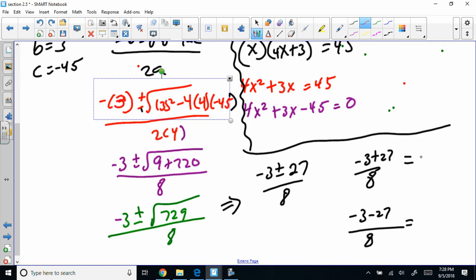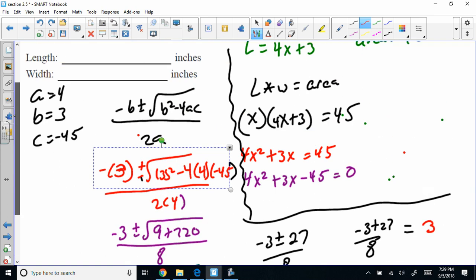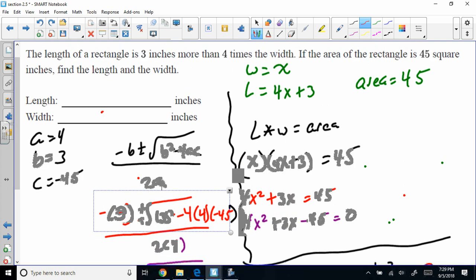So 24 divided by 8 is what? 3. And then that's negative 30 over 8. Well, folks, first off, I can't have negative distance, can I? Distance can never be negative, so I know that my negative 30 over 8 is not going to happen. So x is my width, 3. 4 times 3 is 12, 12 plus 3 is 15. And if you do that, ladies and gentlemen, that is 45.